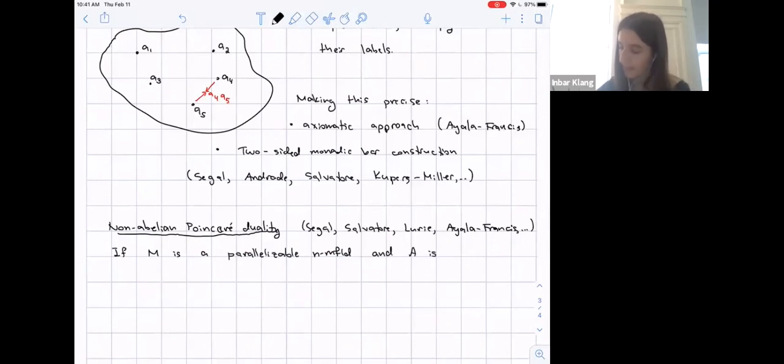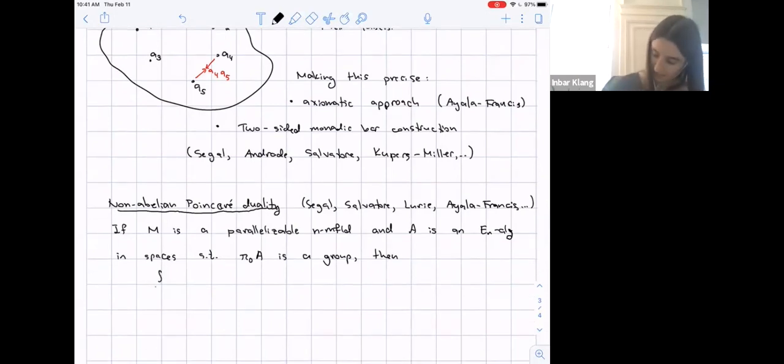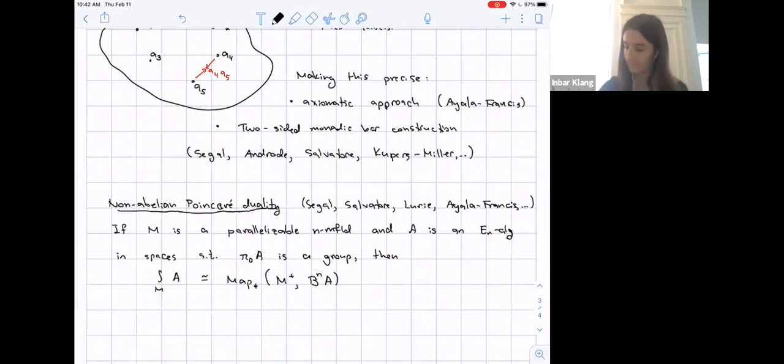and A is an EN algebra in spaces such that its pi 0 is a group, so a group-like EN algebra, then the factorization homology of M with coefficients in A is equivalent to the space of pointed maps from the one-point compactification of M to the n-fold bar construction on A. So BnA, this is the n-fold bar construction.